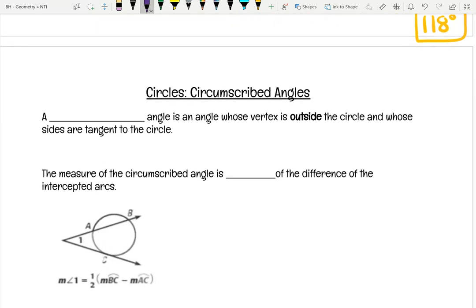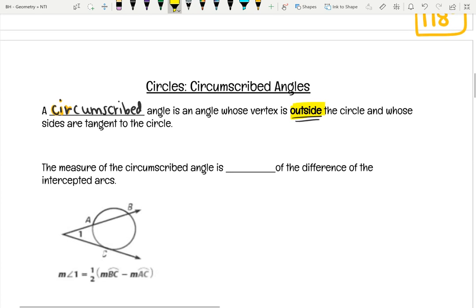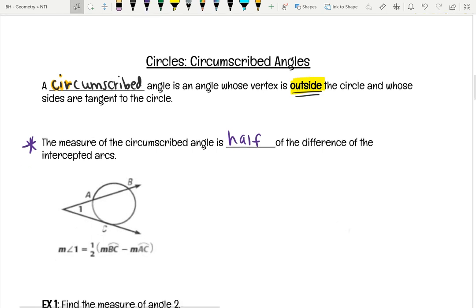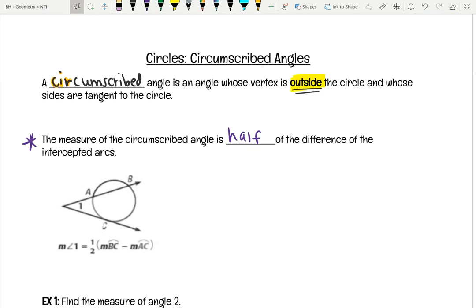Okay, so a circumscribed angle is an angle whose vertex is outside of the circle and whose sides are tangent to the circle. Okay, so this is going to be the major point right here. It's going to be outside of the circle. The measure of the circumscribed angle is half of the difference of the intercepted arcs. So that's the formula in words. We're going to actually see it as a formula here as well.